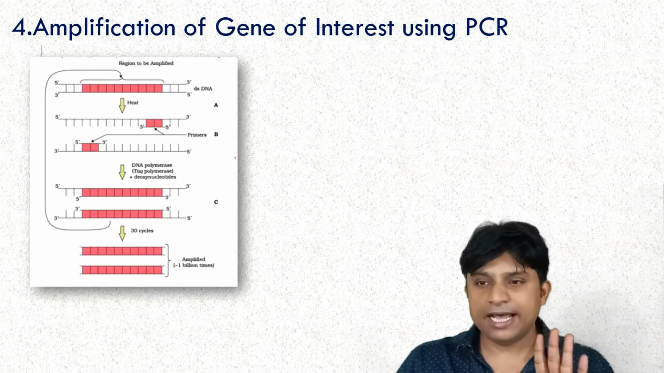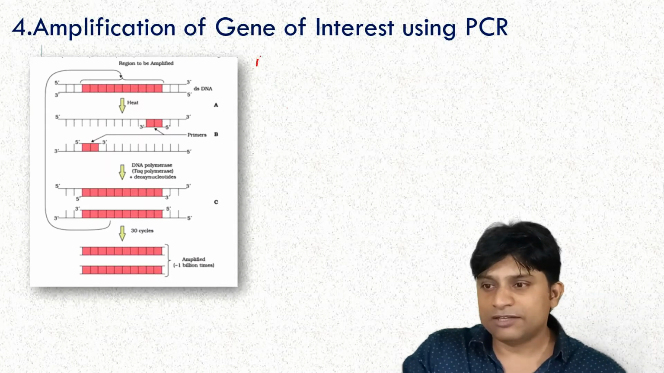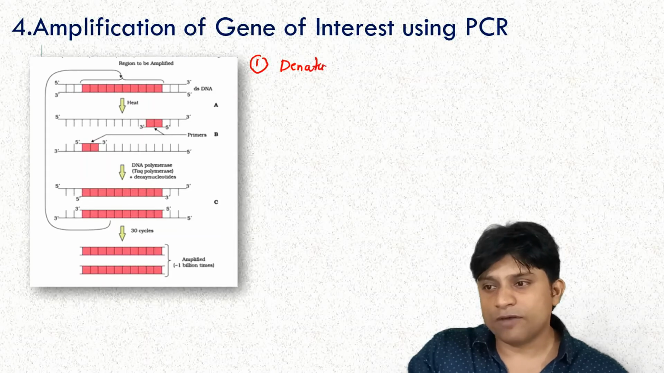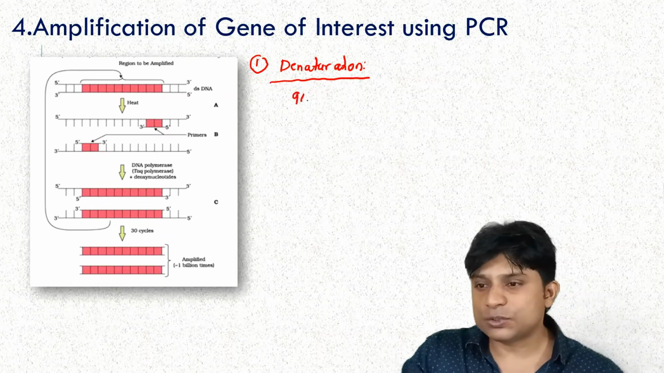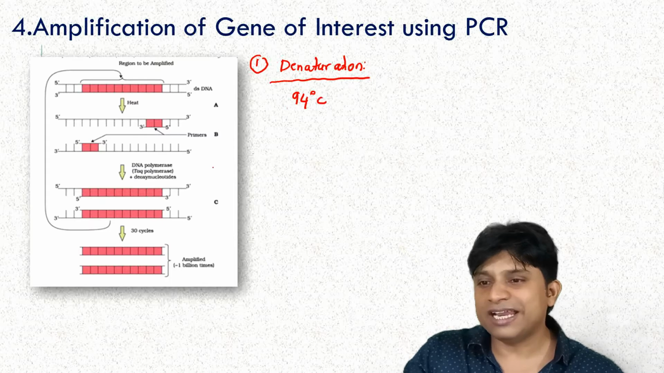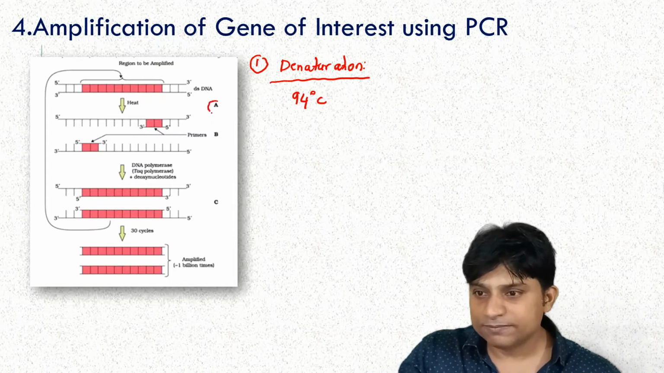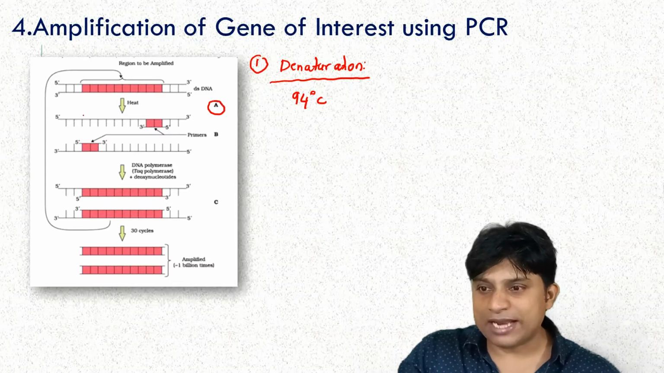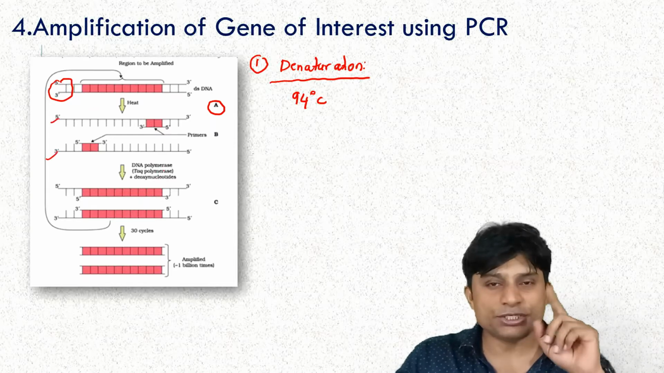In the entire process of PCR, there are 3 steps involved. The first step is denaturation. So what are we going to do in denaturation? In the PCR machine, the temperature is raised to nearly 94 degrees. At this temperature, the hydrogen bonds break. So the 2 strands of the DNA separate; the double-stranded DNA gets separated into 2 strands. This is denaturation, the first step.